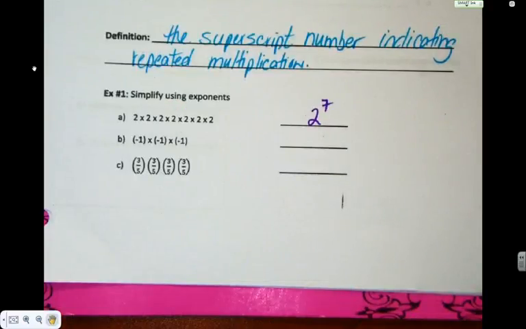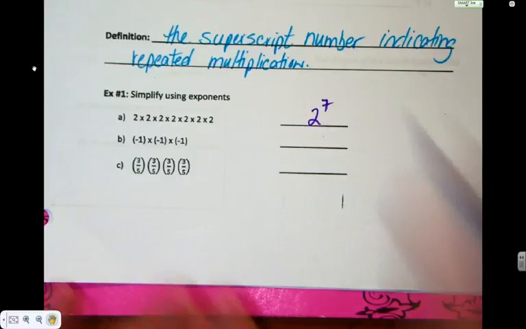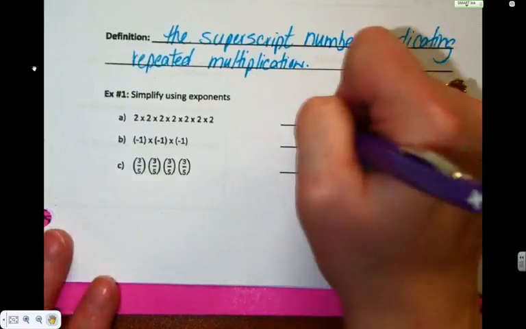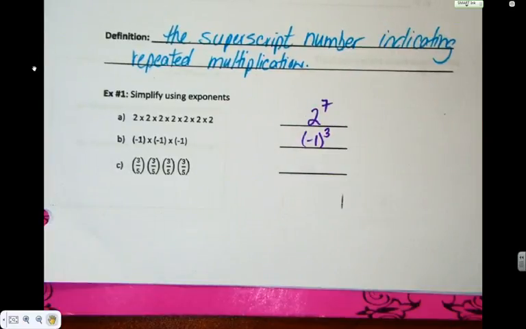How would we write the second one using an exponent? -1 cubed. Would we include the brackets or not include the brackets? Yes, if they're in the question, they're going to be in the answer. So we would include -1 in brackets, just like the question. And then it's going to be cubed, because there's 3 of them.